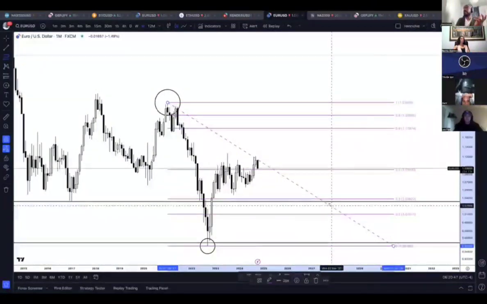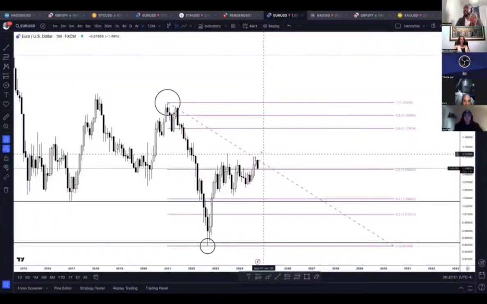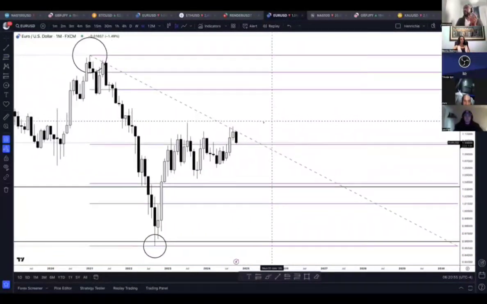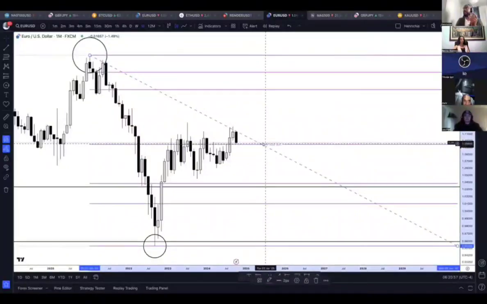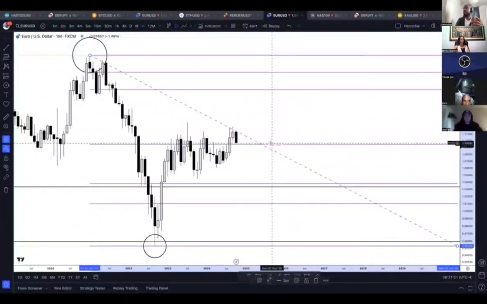So the moment we use our Fibonacci from the overall high to the low on the monthly, you can see that we're actually still at premium. You can see that right there. We're still in premium. Right here, this is the equilibrium. So I'm going to write that on my screen. This right here is the equilibrium zone.